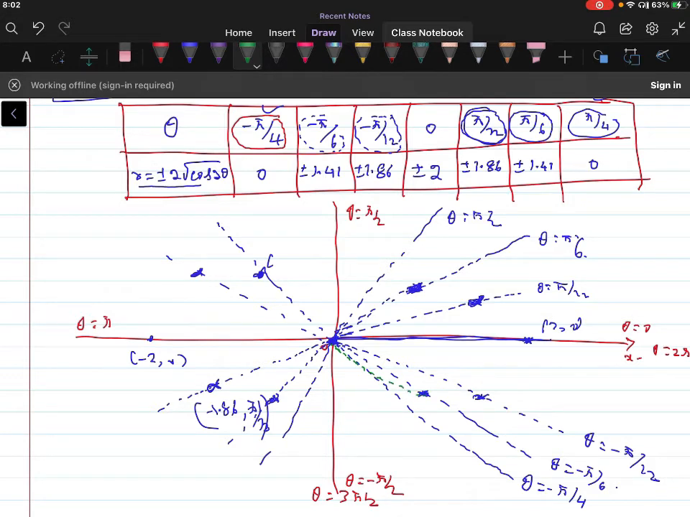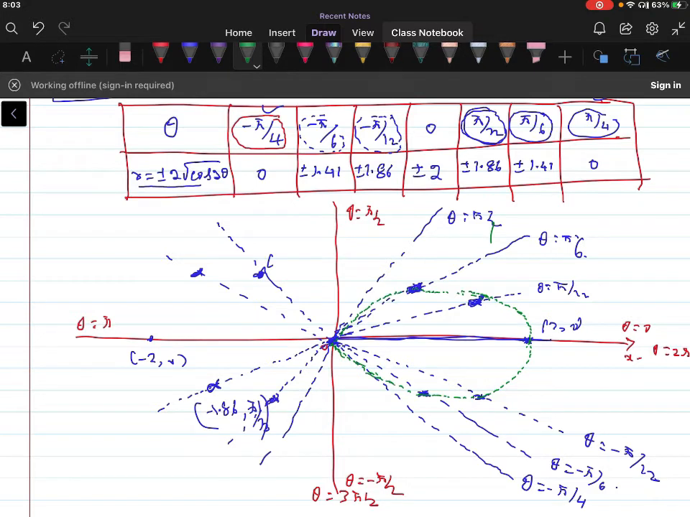When theta is equal to minus pi by 6, r will be 1.41. When theta is equal to minus pi by 12, r will be plus 1.86. When theta is equal to 0, r will be plus 2, and when theta is equal to pi by 12, r will be 1.86, and when theta is equal to pi by 6, r will be plus 1.41. When theta is equal to pi by 4, r will be 0.